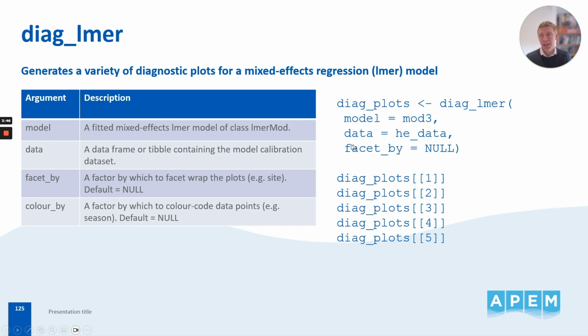And we can optionally include a faceting variable if we want to explore not only how these assumptions are met by the model as a whole, but also how well the assumptions are met for the data from each of our individual sampling locations. This produces an output, which is a list of plots, so we can access each of those plots in turn using the double square brackets to extract the first, second, third, fourth, and fifth plot. On the next few slides, I'd just like to go through each of those plots one at a time and talk in a little bit more detail about what we're expecting to see and how we can validate these assumptions.